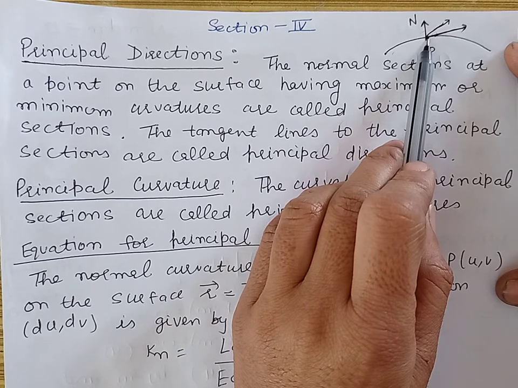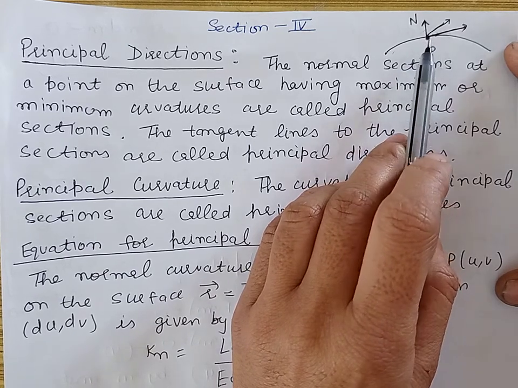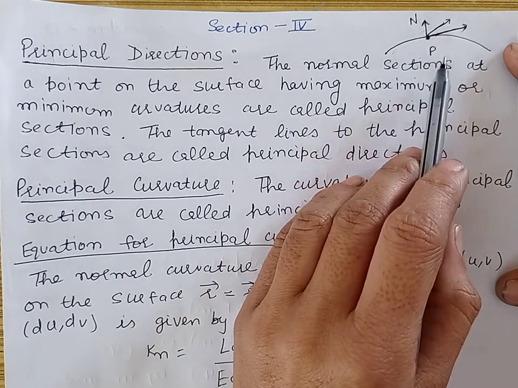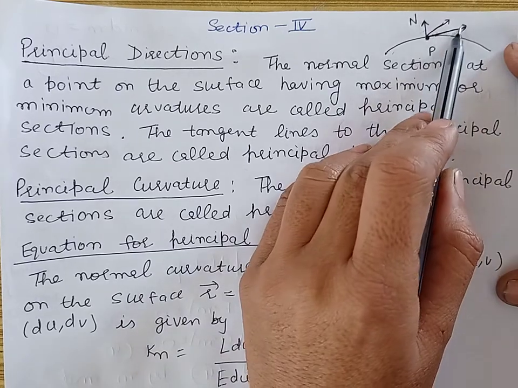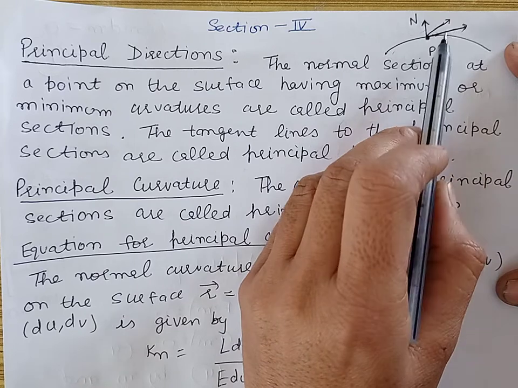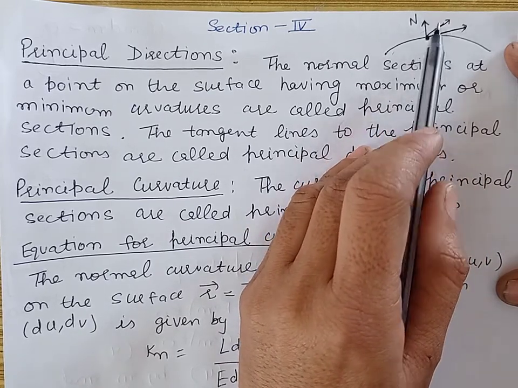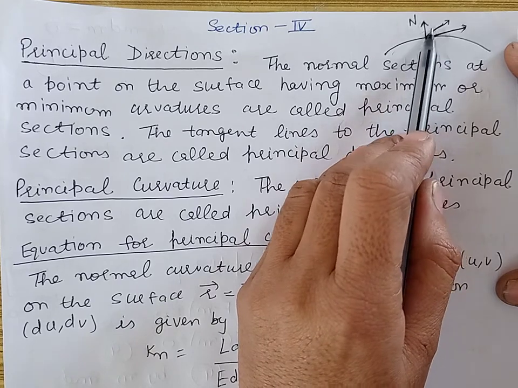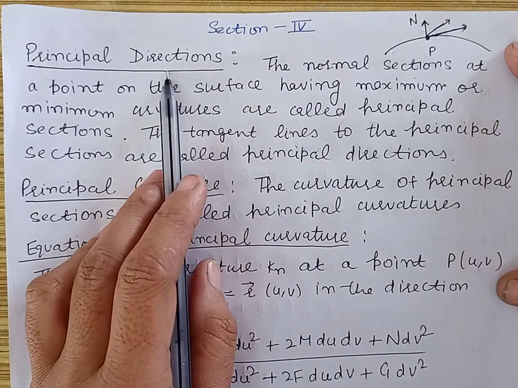Now we will find the direction in which the curvature of the normal section is maximum or minimum. These are also the tangent lines along which this curvature is maximum or minimum. These are the tangent lines at the point P of the surface. So if the curvature of the normal section is maximum or minimum along these lines, then these are called principal directions.